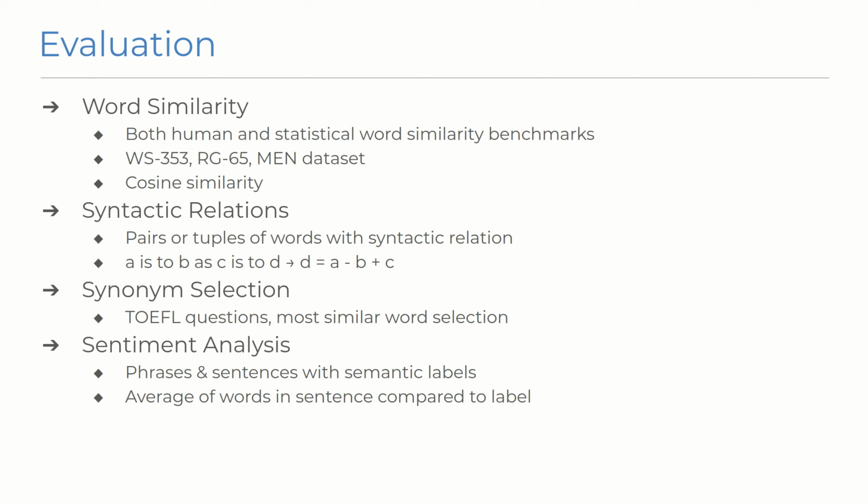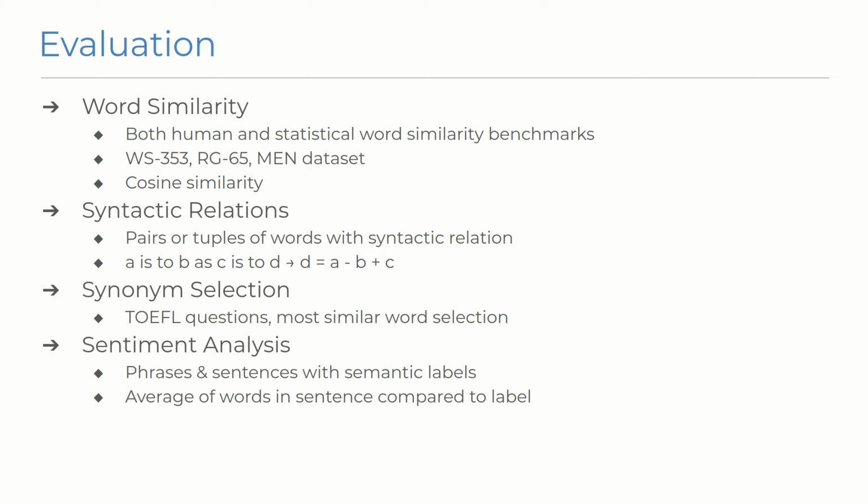Syntactic relationships are tested with a dataset containing word pairs that share a syntactic relationship, such as verbs with different tense forms, and the performance is calculated by posing questions of the form A is to B, C is to D, trying to guess D and seeing how close the vectors are to that of D when we take A minus B plus C.